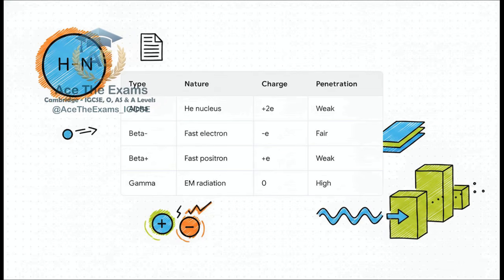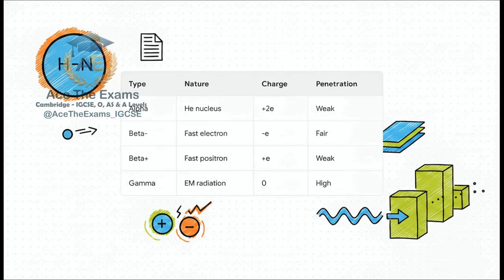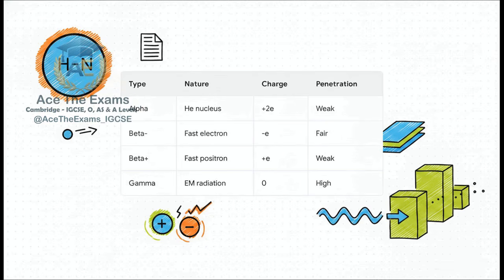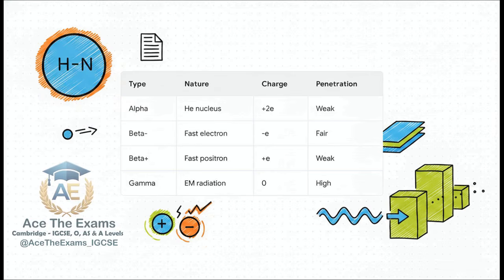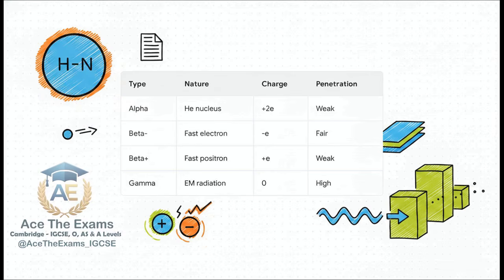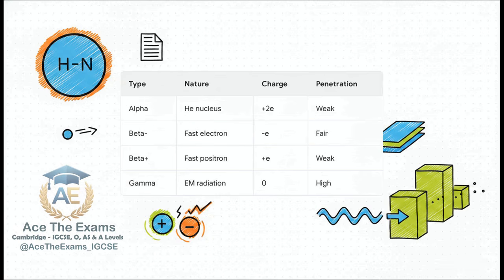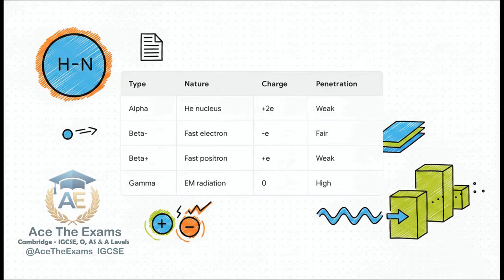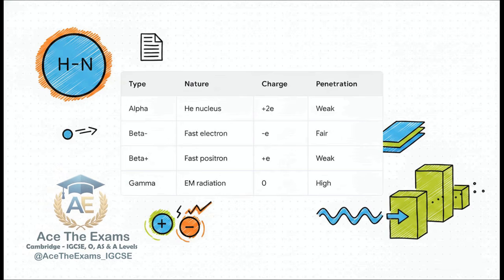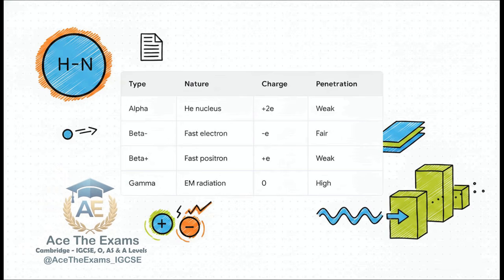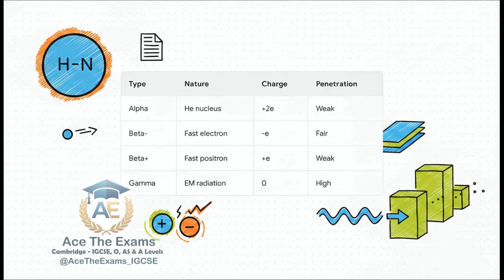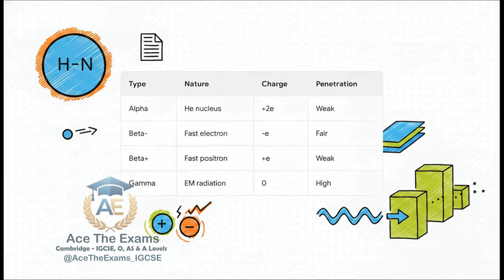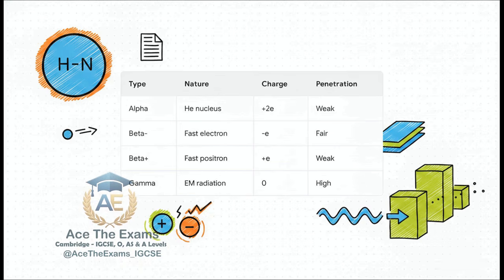Then, we have a really fascinating one, beta-plus decay. This emits a fast-moving positron. Now, a positron is an antiparticle, specifically an anti-electron. It has the exact same mass as a normal electron, but it carries a positive charge of plus e. Its penetration is uniquely weak, but for a very dramatic reason. The moment this free positron collides with an ordinary electron in the environment, the two particles completely annihilate each other in a flash of pure energy, producing high-energy photons.